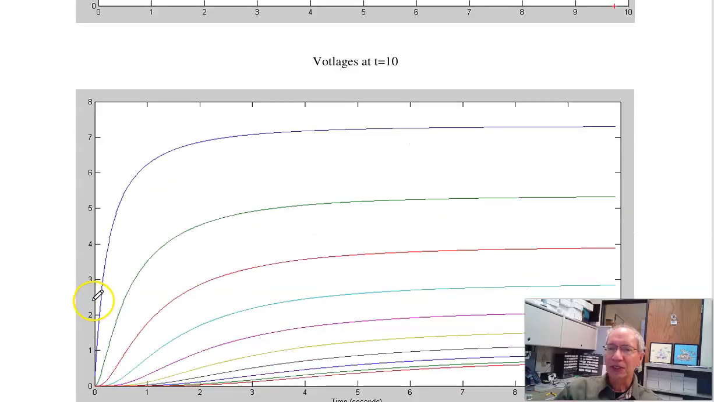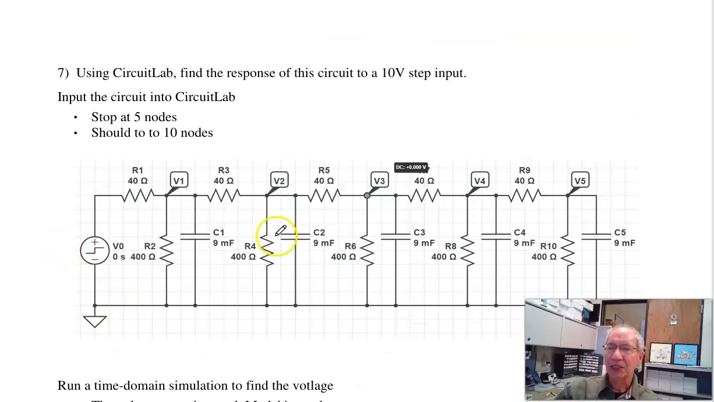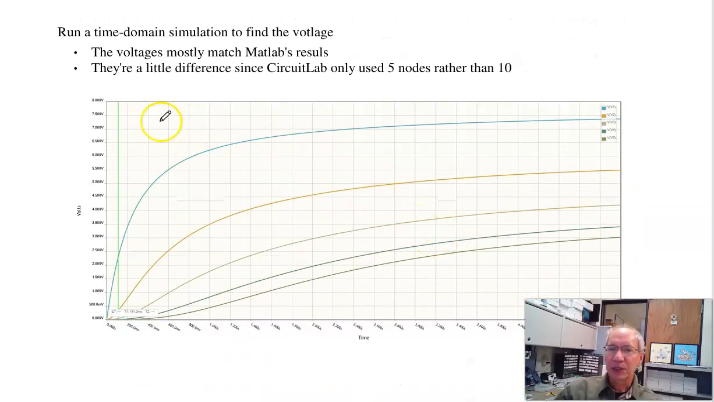To check my answer, I could throw that in Circuit Lab. This gets kind of tedious doing 10 nodes. It's perfectly fine if you just stop at, say, 2 or 3 nodes. Kind of get the idea. Here I simulated it for 5 nodes. Same thing we did before.